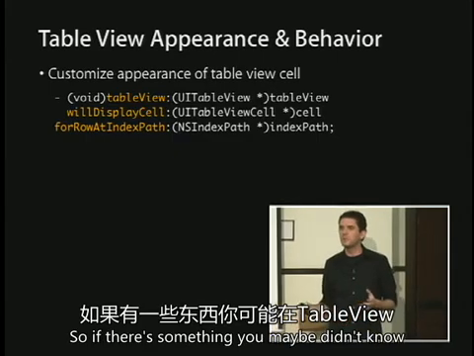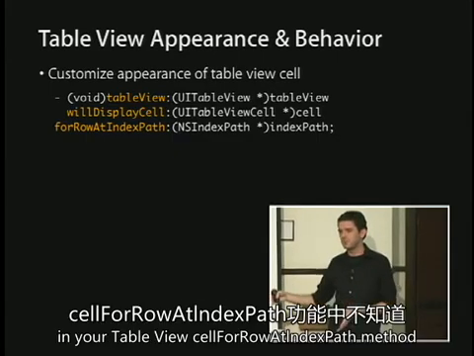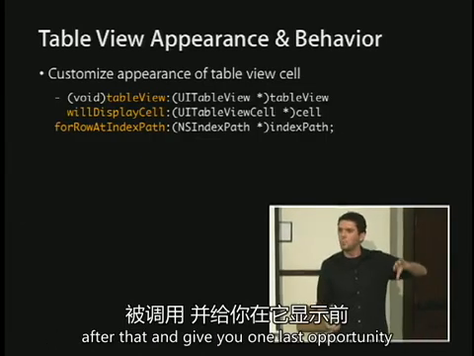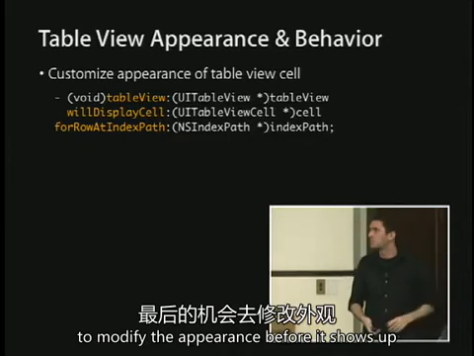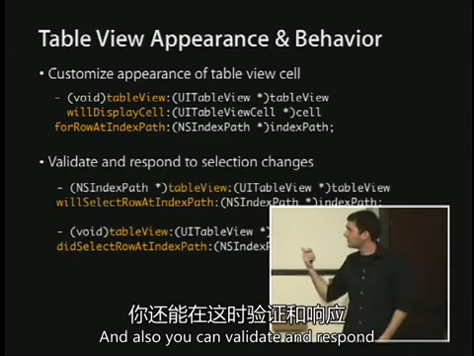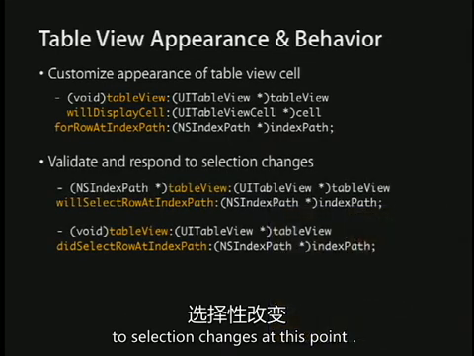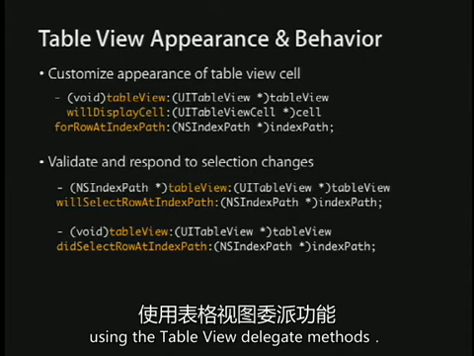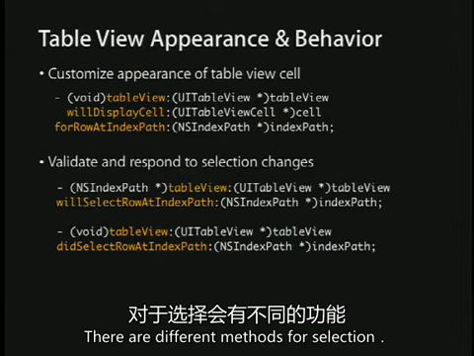So if there's something you maybe didn't know in your tableView:cellForRowAtIndexPath: method, or you want to do a little more lazily, this will be called after that and give you one last opportunity to modify the appearance before it shows up. And also you can validate and respond to selection changes, using the table view delegate methods. There are different methods for selection.